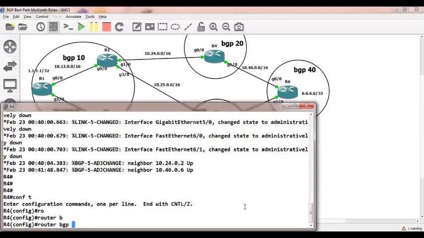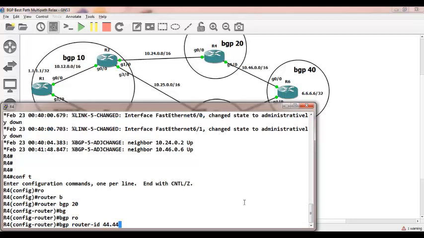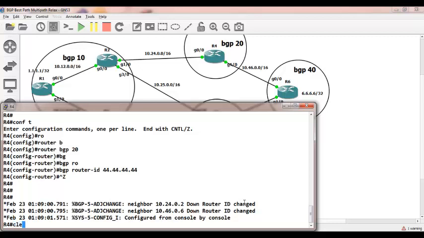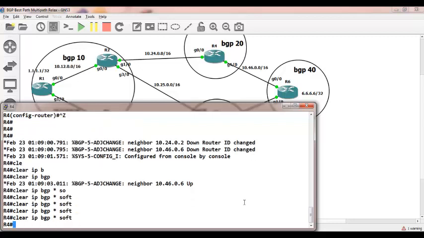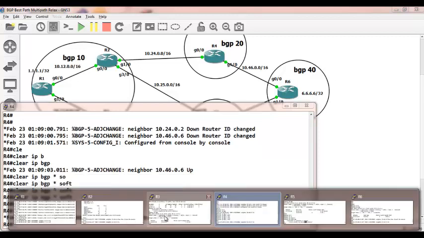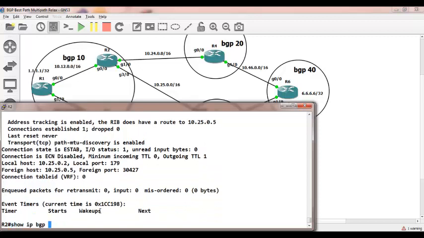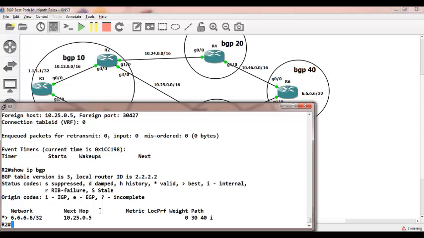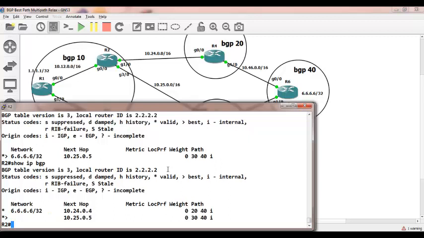Router BGP 20. BGP router ID 44.44.44.44. Clear IP BGP star soft. Let us go to router 2 now. Earlier it was going via router 4, now it goes only via router 5. Give some time for the route to be learned. Wait some time. It has to learn the route from router 4. Okay, see, it has learned the route from 4 as well as 5, but it's going via 5.